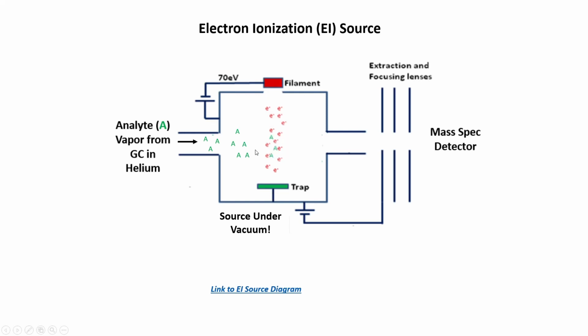This analyte interacts with this electron beam that's put at 70 electron volts. We increase the energy of this by going over to a trap to pull the electrons across to increase the energy that they have in the beam, and this ionizes the compound to form our analyte, shown here as a positive ion. And now, since we have an ion, we can use extraction and focusing lenses with a voltage on them to separate and pull the ions out of the source and send them on to the mass spec detector, which we'll discuss next.